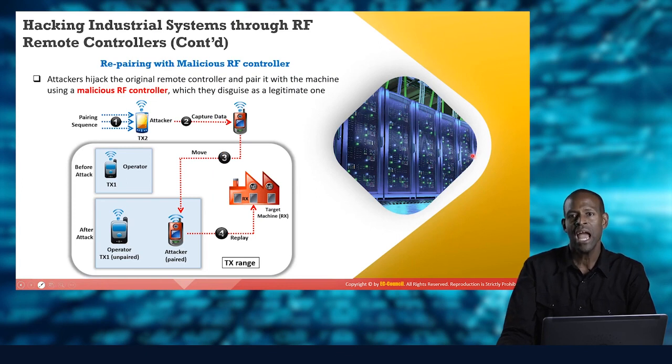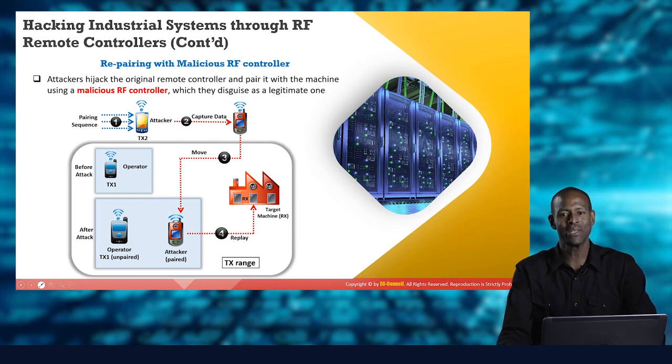They're also hacking industrial systems through using malicious RF controllers. And so in this case, we look at where we have a pairing that's supposed to happen between the operator device and another device, but the attacker captures that data and moves it to where the attacker is paired with the receiving device rather than the operator. And so now the attacker can do whatever they want because they're paired to that device. So they can repair, not repair, but repair a malicious device.